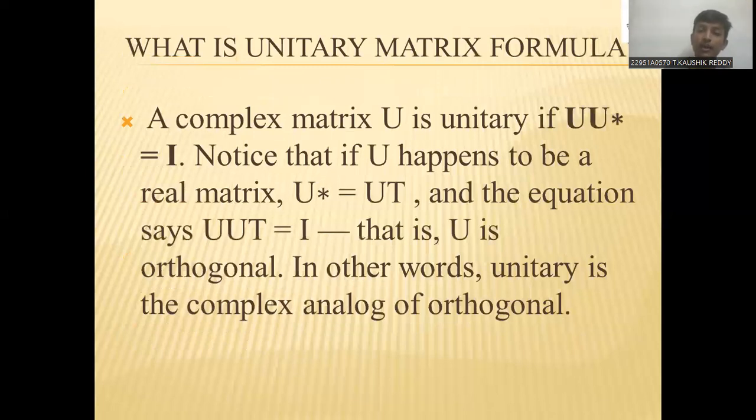So what is the unitary matrix formula? A complex matrix U is unitary if U star U is equal to I. Notice that if U happens to be a real matrix, U star is equal to U transpose, and the equation says U U transpose is equal to I. That is, U is orthogonal. In other words, unitary is the complex analog of orthogonal.